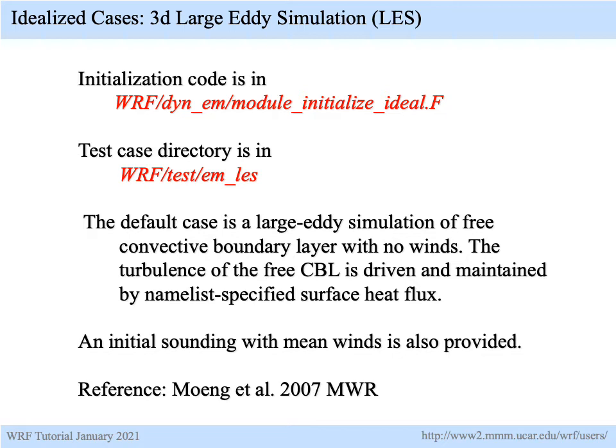In the atmosphere, LES more generally refers to simulations using grid spaces of a few hundred meters or less, although the grid spacing needed to resolve the largest eddies and the kinetic energy inertial subrange is problem dependent. The LES test case in the WRF release is for a free convective boundary layer where the heating of the lower surface drives turbulent motions and boundary layer growth. This case is found in the test_EMLES directory, and the initialization is in the main initialization file in the dyn_em directory.